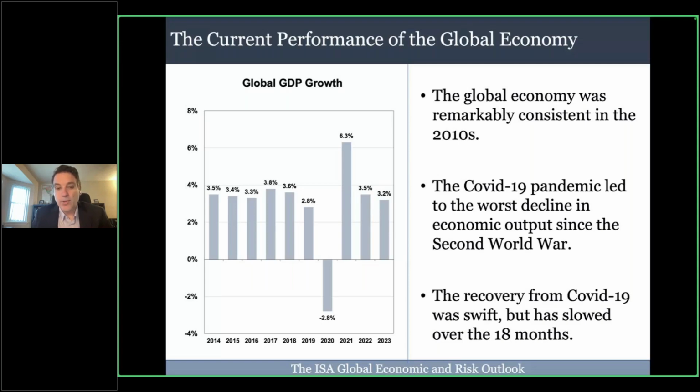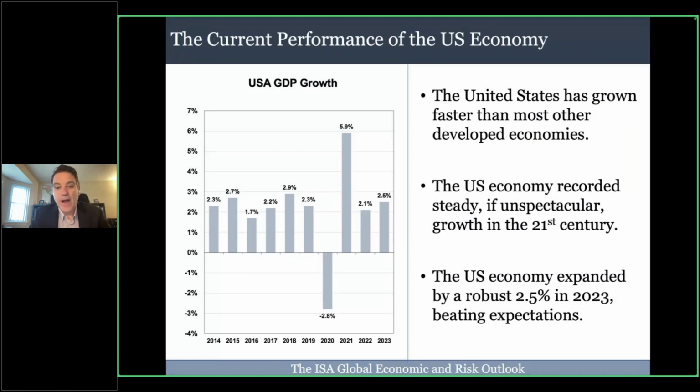We estimate that the global economy expanded by 3.2% last year. That's faster than expected. And a lot of that growth was coming from right here in the United States. The US economy was the leading contributor to this better performance in 2023 than had been expected. The US economy grew by 2.5% last year. This was a much better result than many economists had predicted.